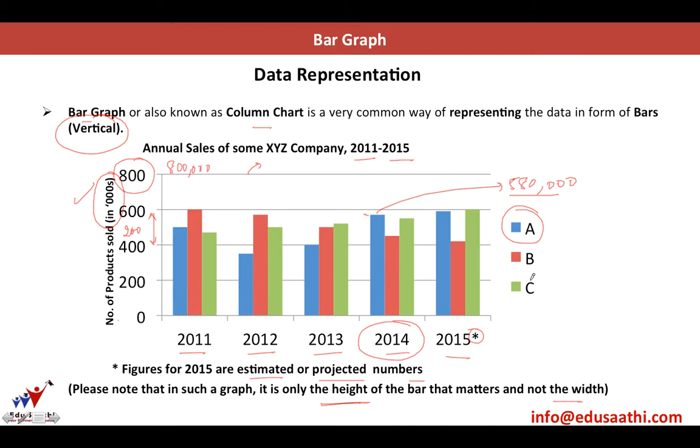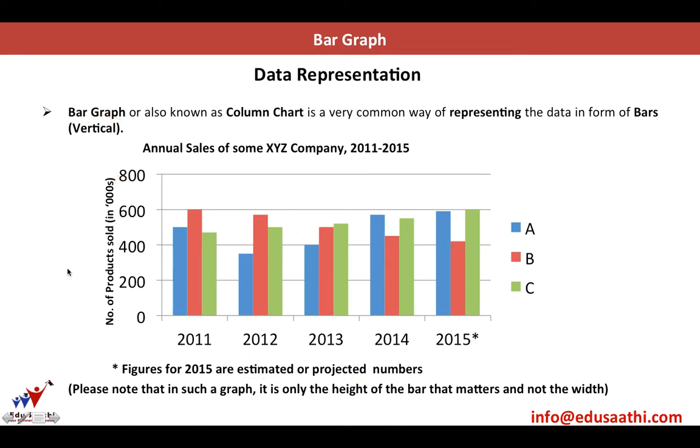For example, I want to know how many units of this product C were sold in 2012. So in 2012 I have this green line representing product C, and this is almost midway. So this is a 500 mark. So it means that in 2012, 500,000 products or units of product C were sold. So this was the first type of representation.